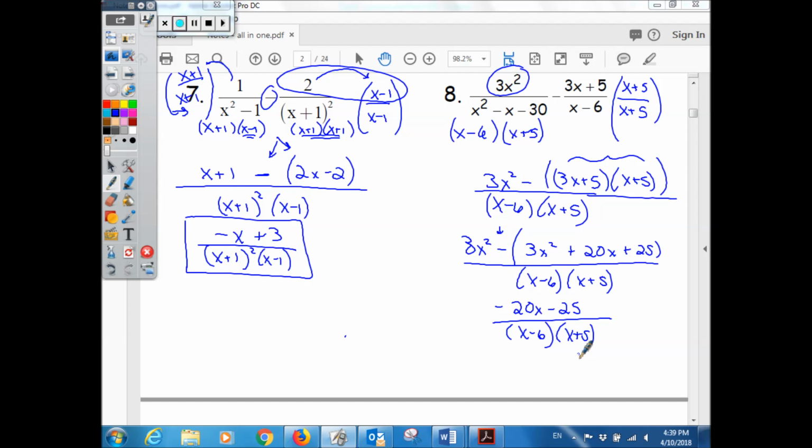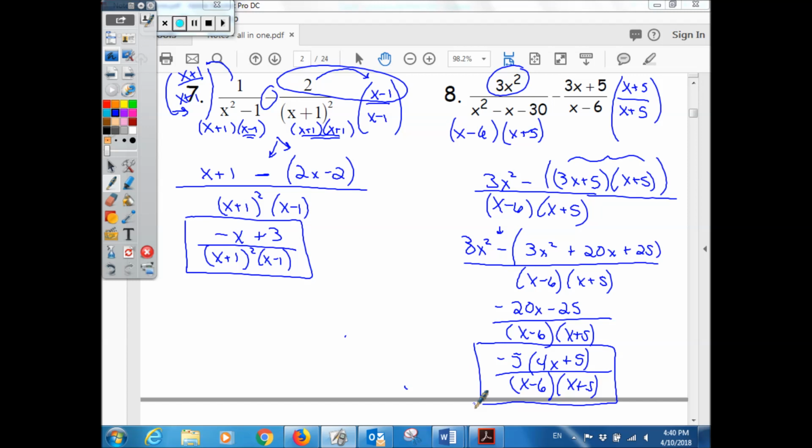And now I need to see what I can do about factoring the numerator. So I notice both terms don't have x's, but both terms are divisible by 5. So I'm going to factor the negative and the 5 out, which leaves me with a 4x plus 5 in the numerator. Still have x minus 6 and x plus 5 in the denominator. And once again, once you get everything factored and look at it, you'll see that there's nothing else that can be canceled and removed. So that is your final answer.